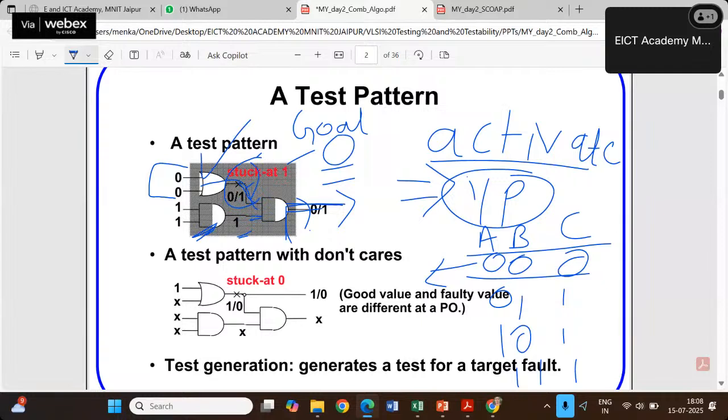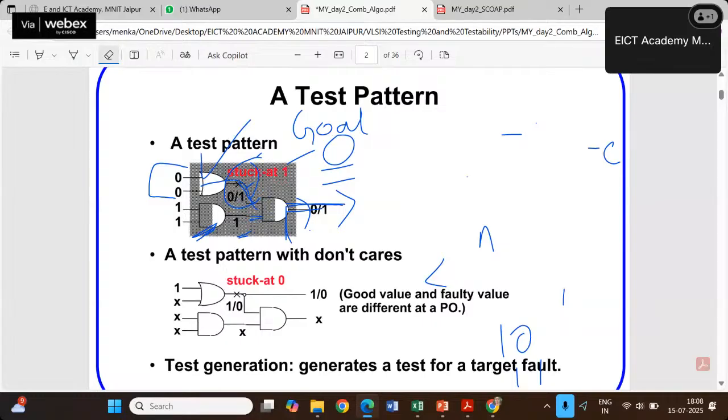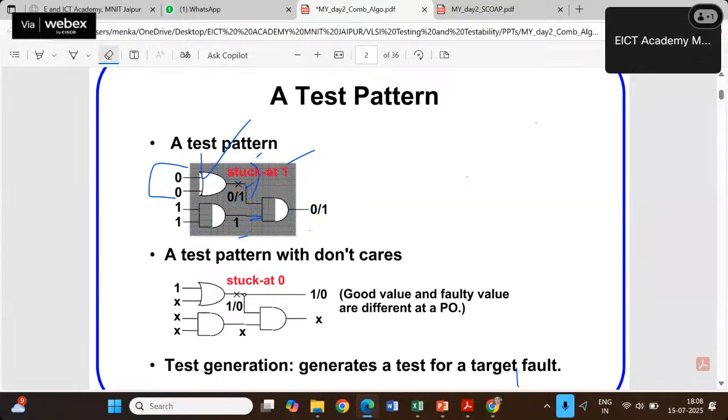So what I am going to do is take the non-controlling value 1, and this non-controlling value 1 is going to give me the backward implication. Backward implication means, for the AND gate, what should the inputs be so that I get the output 1. So this gives me the input set 1, 1.